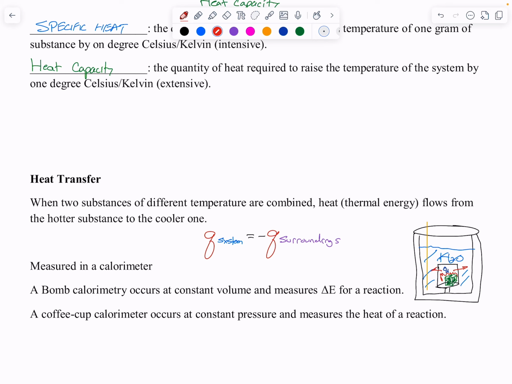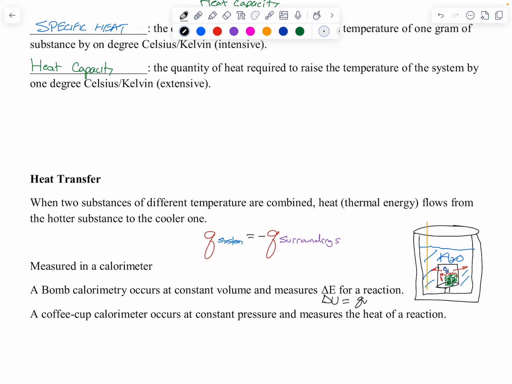But because of the way it works, no work's done, all right? Okay, since no work's done, delta E equals Q. Or delta U, actually. Our book goes delta U. Delta U equals Q. Or QV.